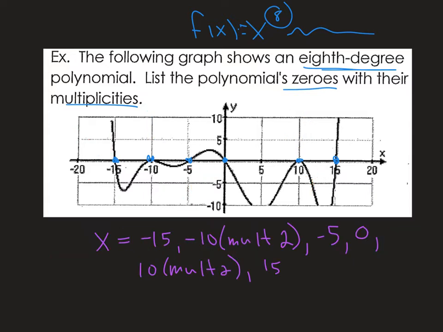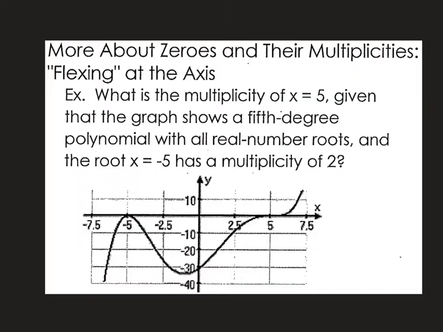And so here they are. We have our negative 15 once, negative 10 with a multiplicity of 2. Negative 5 counts once, 0 goes through. At positive 10, it bounces, so that's going to be 10 with a multiplicity of 2, and then 15, it goes through. So that's 1, 2, 3, 4, 5, 6, 7, 8. That's 8 zeros, and this was an 8th degree polynomial. We have them all covered.